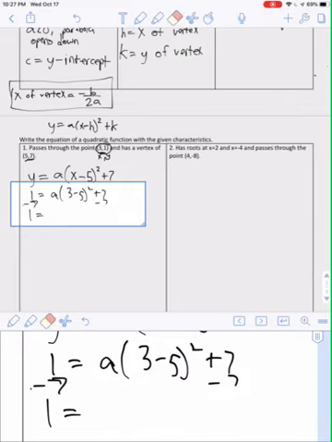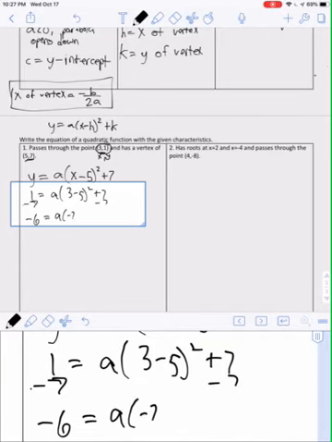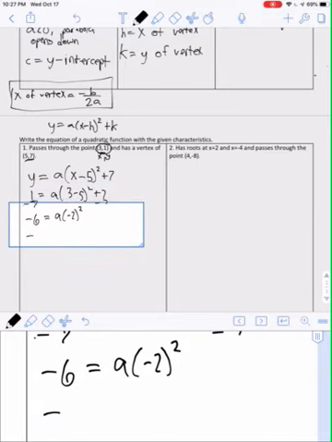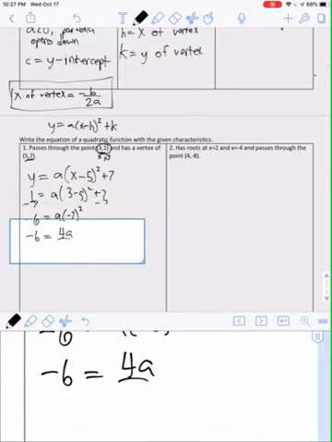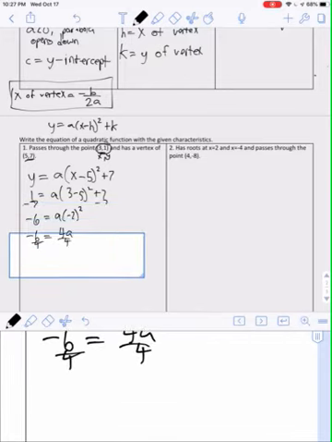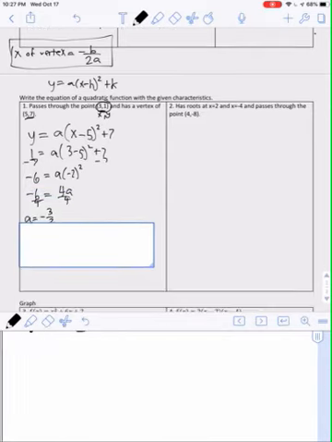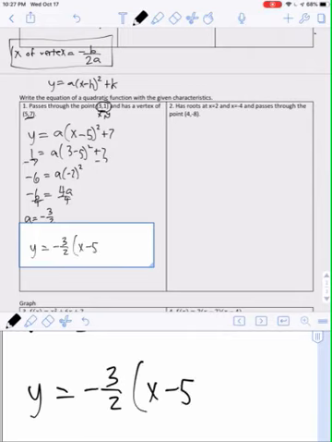So now I have negative 6 equals, now 3 minus 5 is negative 2, so a times negative 2 squared. And negative 2 squared is 4, so negative 6 equals 4 times a. And then divide both sides by 4. And we get a equals negative 3 over 2. So now my equation is y equals negative 3 over 2 times x minus 5 squared plus 7.